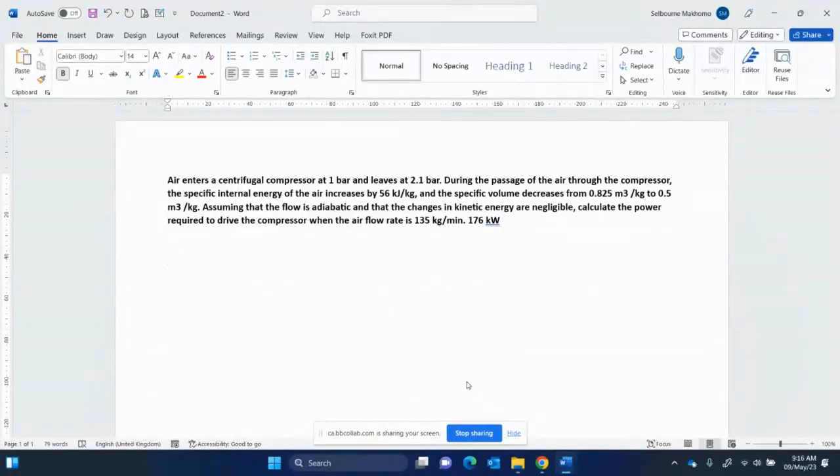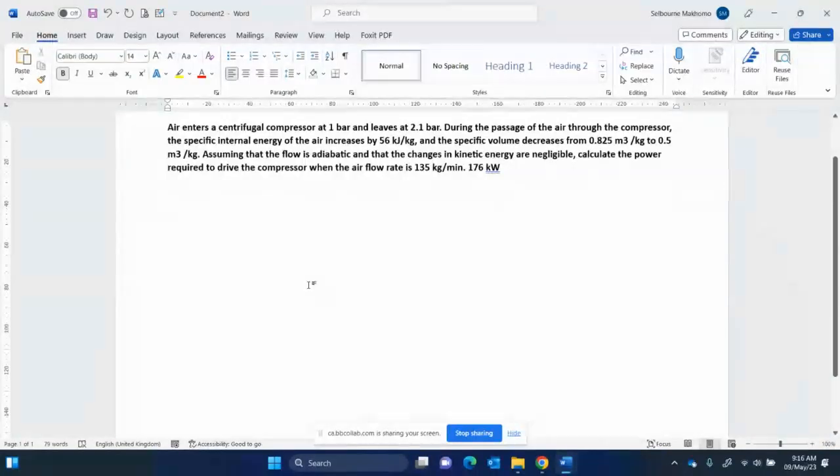During the passage of the air through the compressor, the specific internal energy of the air increases by 56, and the specific volume decreases from 0.825 cubic meters to 0.5. It has to decrease because when you compress, the amount of air becomes smaller, which means the specific volume must decrease in the compressor, but increase in the turbine. Assuming the flow is adiabatic, it means that Q is equal to 0, and the changes in kinetic energy are negligible. Calculate the power required to drive the compressor when the mass flow rate is 135 kg per minute.